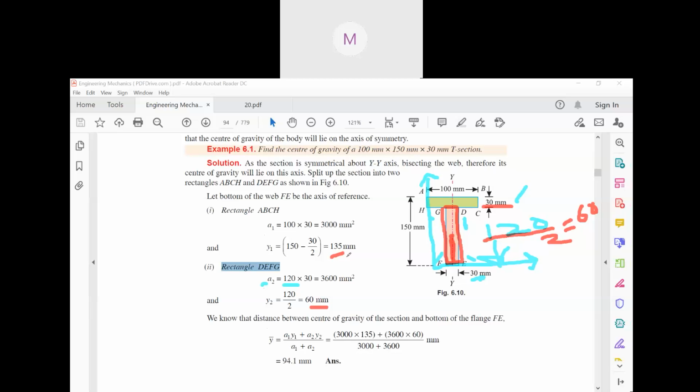Now you have to take out your calculators and just find out y bar. Now the y bar formula is given: A1 into y1 plus A2 into y2, divided by A1 plus A2. So simply calculate this. Clear? Is it clear, everyone?